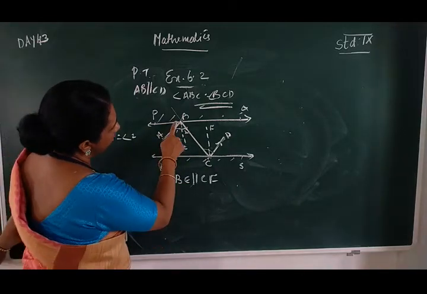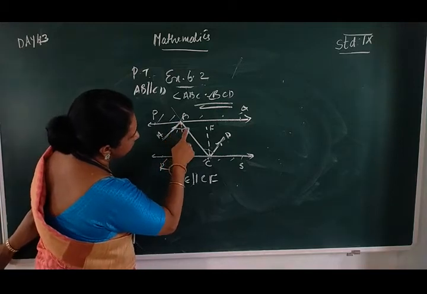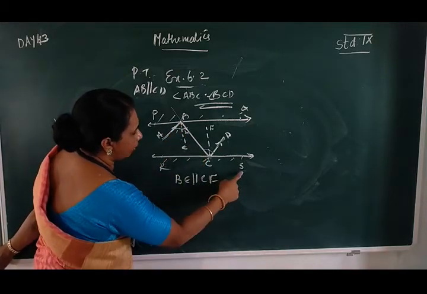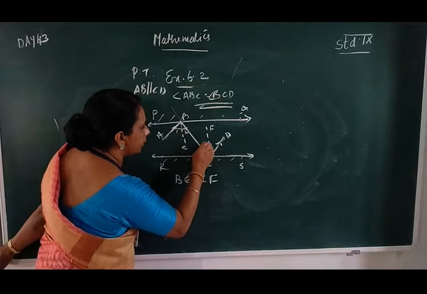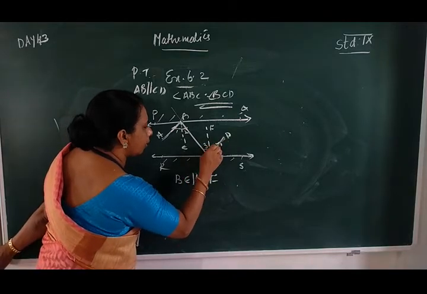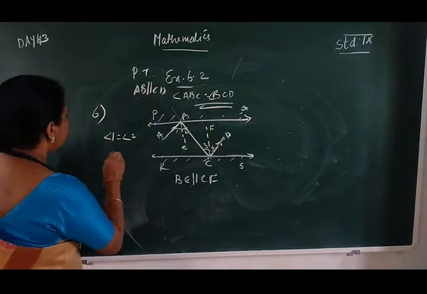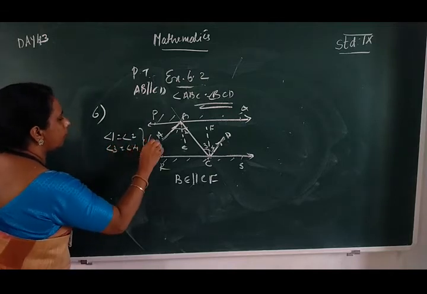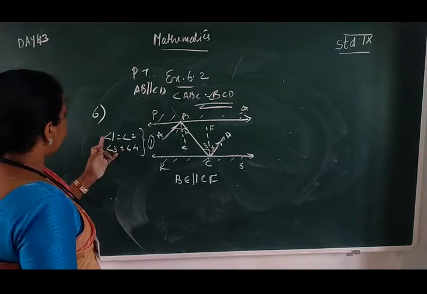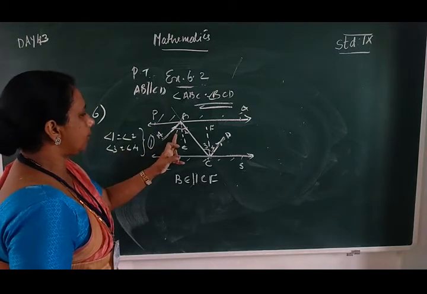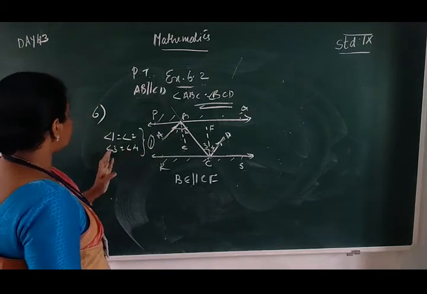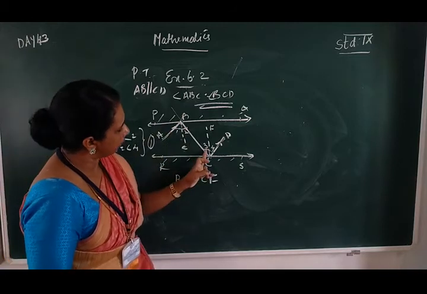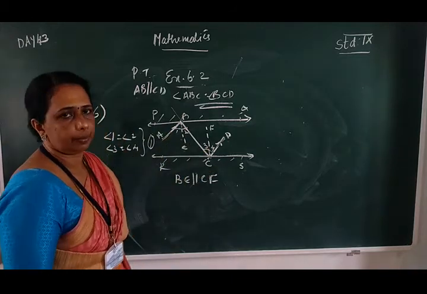And again this ray strikes the mirror RS. This is the angle of incidence, and this is the angle of reflection. That is again angle 3 is equal to angle 4. You can put it in a question number. Angle 1 is equal to angle 2, angle of incidence is equal to angle of reflection. Angle 3 is equal to angle 4, here also angle of incidence is equal to angle of reflection.